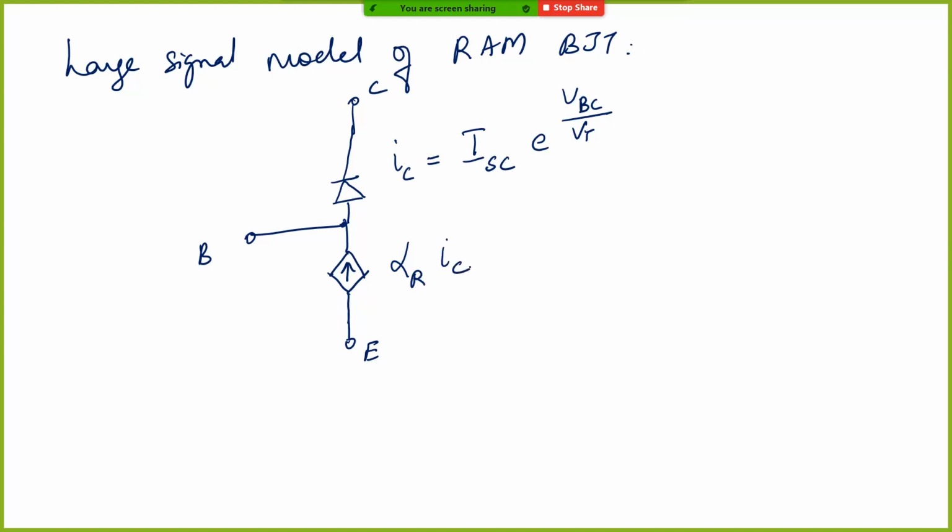Okay. This is a large signal model of a reverse active mode BJT. Is this clear? Any doubts? And just to be clear, here we talk about the emitter current as being some Is e to the power of VBC by VT. And here, how is Is related to ISC? Is is equal to alpha R times ISC, just like how we did for the forward active mode. Just keep these things in mind. Is this clear? Any doubts on the reverse active mode?